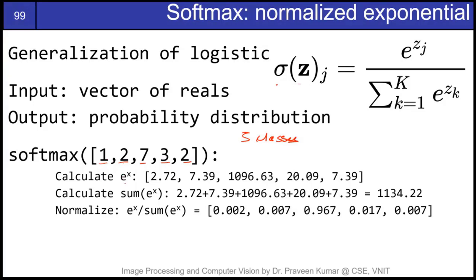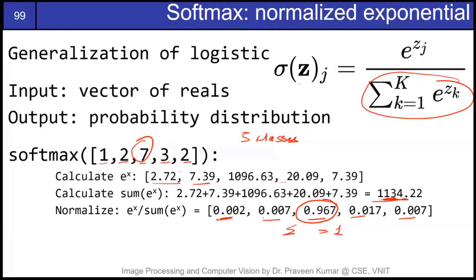So e to the power 1 is 2.72, e to the power 2 is basically this, and then the normalization term is the sum of all these e to the power x's. So that gives you this one. If you divide each class score by this normalization term, you get these values for this particular instance. You can see the one which has the maximum score is getting a probability score close to 1, and all others are getting scores near 0, and the sum of all these scores will be equal to 1. So this is a normalized probability score.